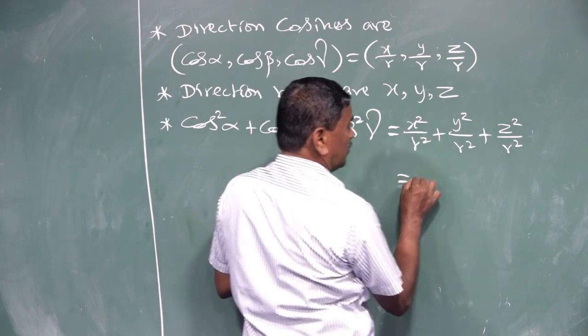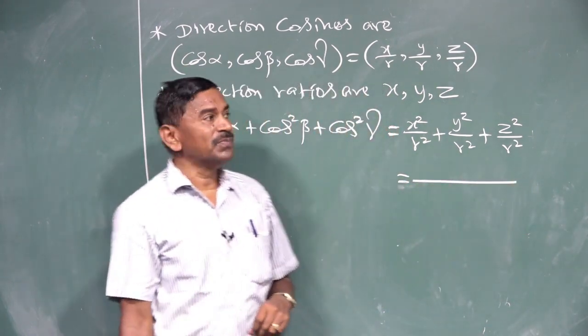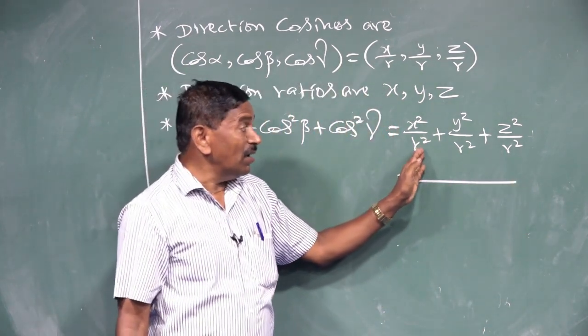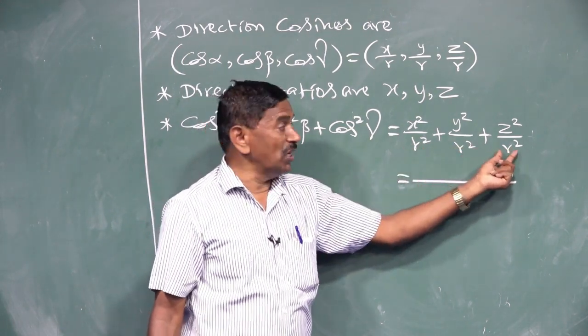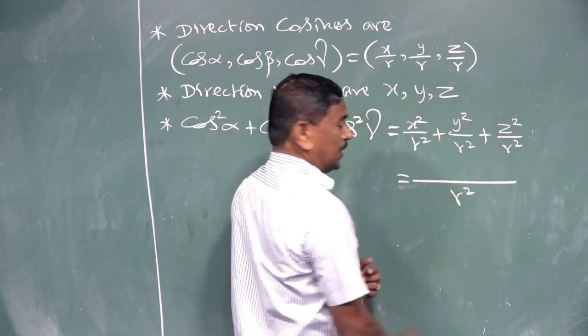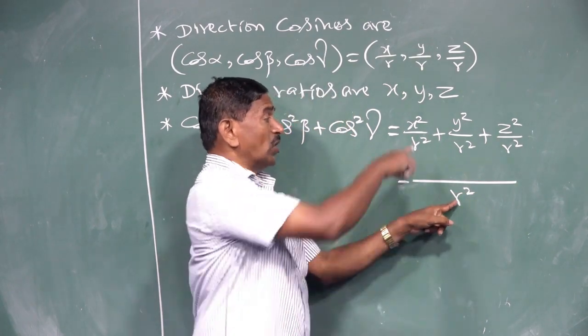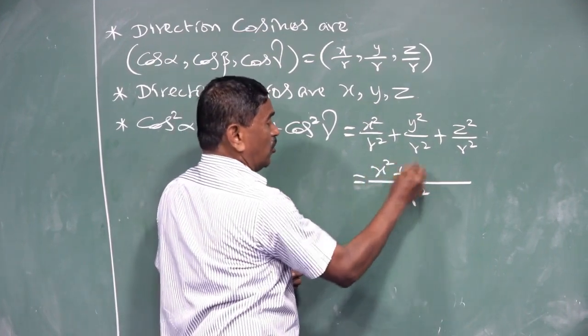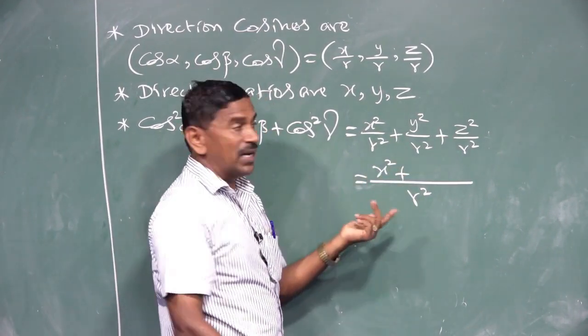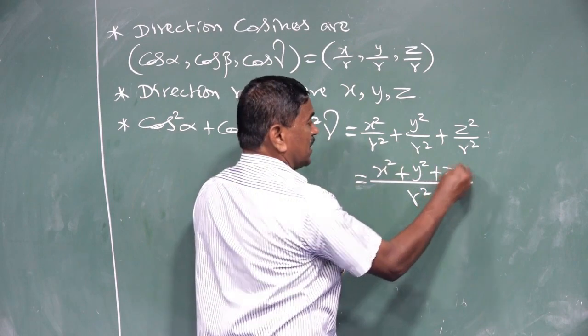Which is equal to, now simplify yourself. Yes, r square is the LCM, because each term is divided by r square. So r square is the LCM. Now 1 time of r square, 1 time of r square. So 1 into x square is equal to x square. Next step, similarly y square plus z square.